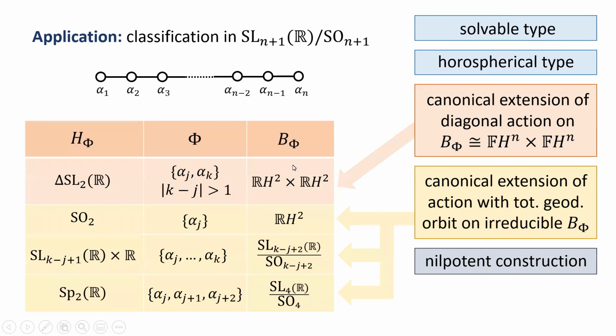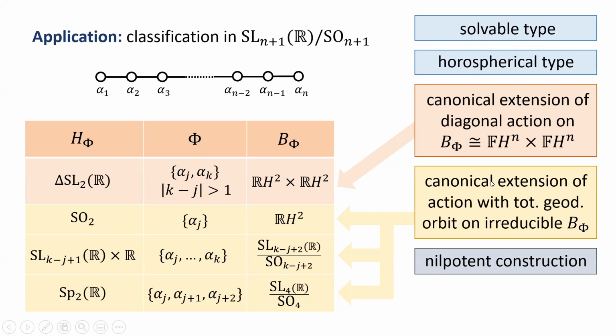Okay, so when we describe a canonical extension, we must give the boundary component from where we extend and the action that we are extending. So it will be the action of this H Phi. For instance, in the case of canonical extension of a diagonal action, in this situation, these reducible boundary components of rank 1 correspond to taking 2 non-consecutive nodes in the Dynkin diagram. And this boundary component must necessarily be a product of 2 hyperbolic planes. Okay, and the action is the diagonal action of the isometry group of one of these planes, SL2R.